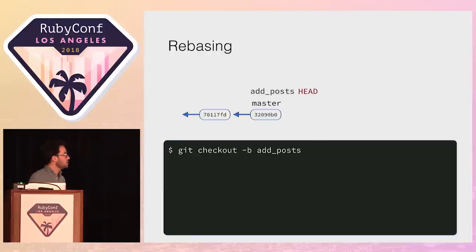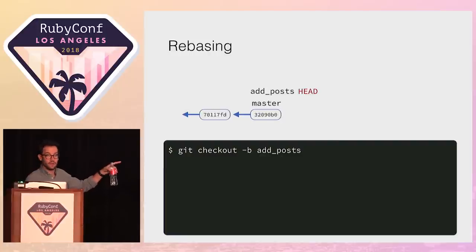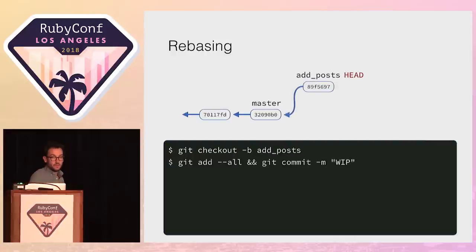All right, so let's start our new feature. This is gonna be a feature I'm adding in the post model. So I'm gonna check out with the -b flag to create a new branch. And you can see it's added the new branch and that HEAD reference has now moved up because I'm now on add-posts. I've done some work. We're gonna give it a not so great commit message, but just for this example, make a quick commit. And I'm gonna switch back to master.